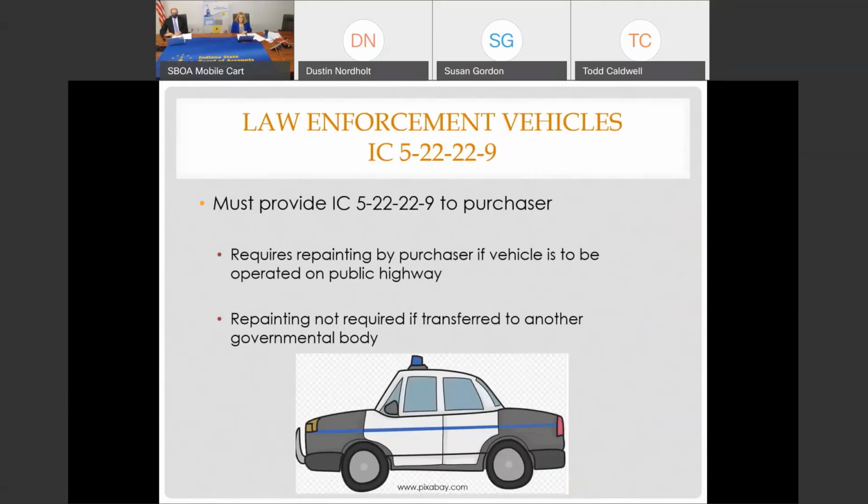Law enforcement vehicles have some special provisions in the statute, especially in regard to repainting them if they're going to be used on a public highway. There is a requirement that you have to provide a copy of Indiana Code 522-22-9 to the purchaser, which explains all of the requirements for repainting. The repainting is not required if it's transferred to another governmental entity.